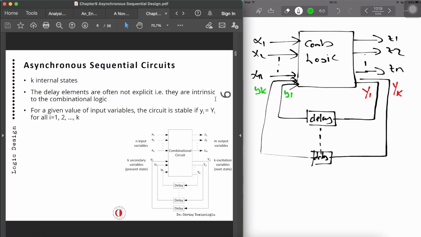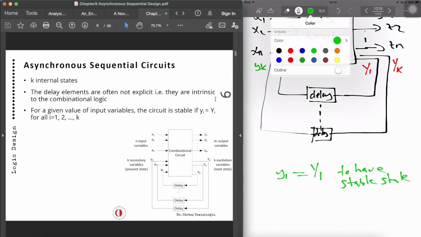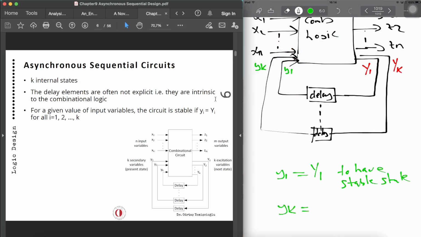Okay, so this is how we can represent the present states and the next states. And what is important is this: small y1 must be equal to capital Y1, to have stable states. And in a more generalized form, small yk must be equal to capital Yk. So in both cases, to have a stable state, the present state must match the next state, or the next state must match the present state.